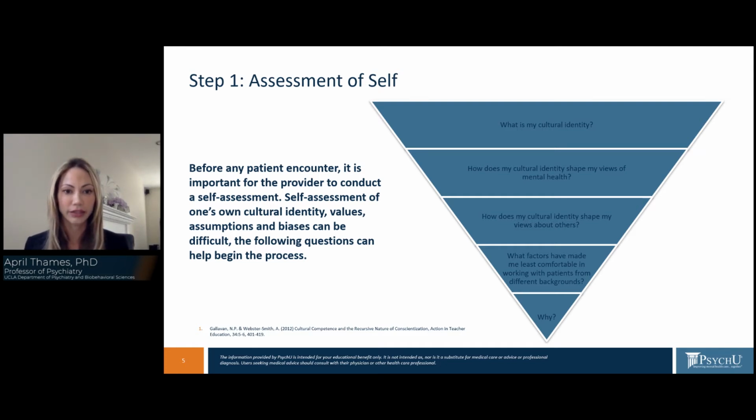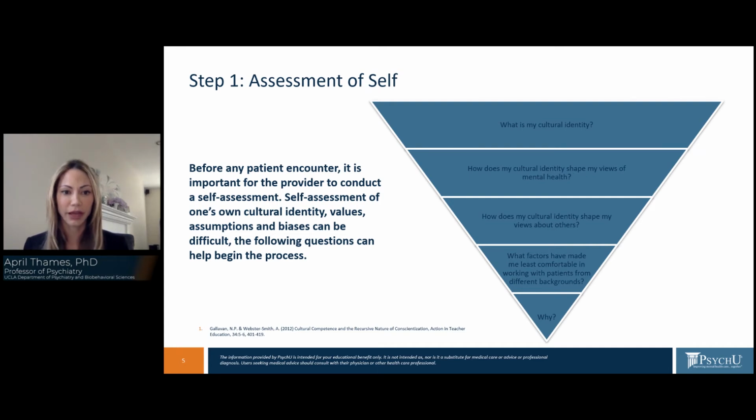How does my cultural identity shape how I perceive mental health? I may be completely comfortable talking about terms like depression and anxiety, but that may not be the same case for my patient. So that's an example of where I, as a professional, don't really stigmatize those terms, but our patients may stigmatize those terms. So thinking about what language we're even using around mental health and the assumptions that come behind that. And also another question is, how does my cultural identity shape views about others?